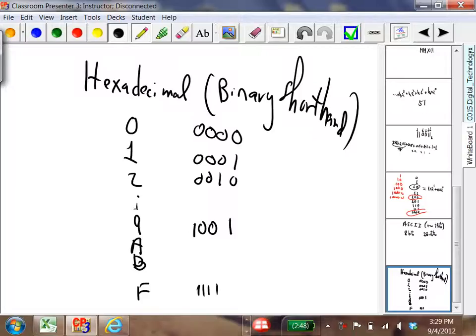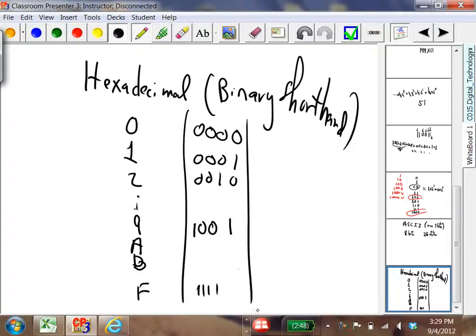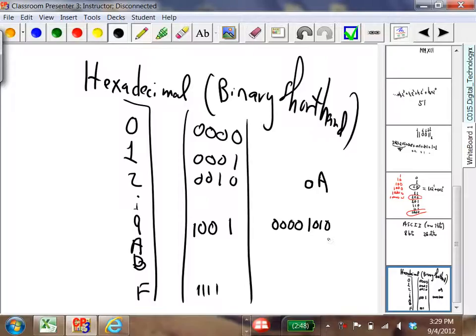So rather than write all these zeros and ones, we write a hexadecimal character. In hexadecimal, 0A means in binary, 4 zeros, and A is a 10, the 8 and 2 is 10. So that's the A, that's the 0. So if we have 8 bits, rather than writing down 8 bits, we write down 2 hexadecimal digits, okay?